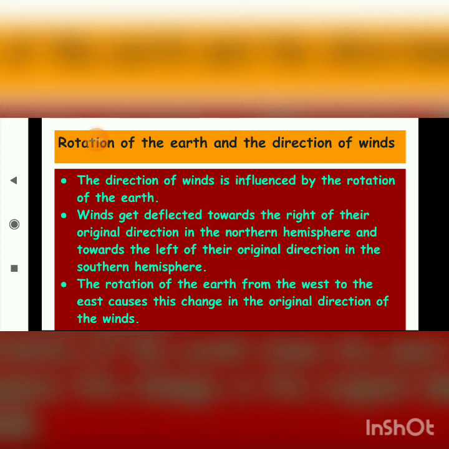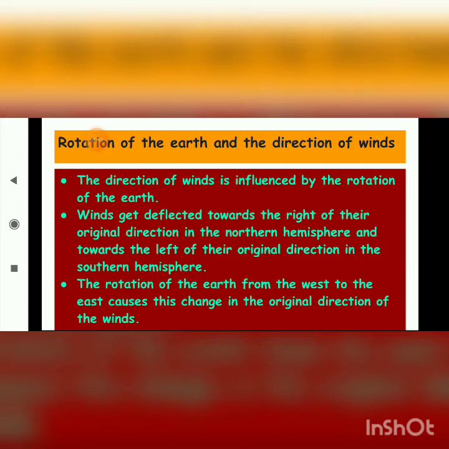Okay, so what does it mean? Wind changes its direction towards the right of the original direction in the northern hemisphere. As students, we know there are two hemispheres, northern and southern. Okay, so wind changes direction towards the right of the original direction in the northern hemisphere and it changes to the left of the original direction in the southern hemisphere. The rotation of the earth from west to east causes this change in the original direction of the winds.